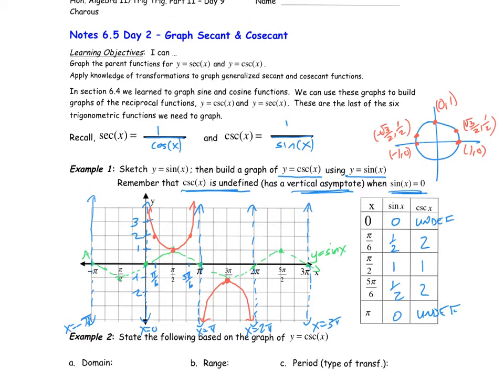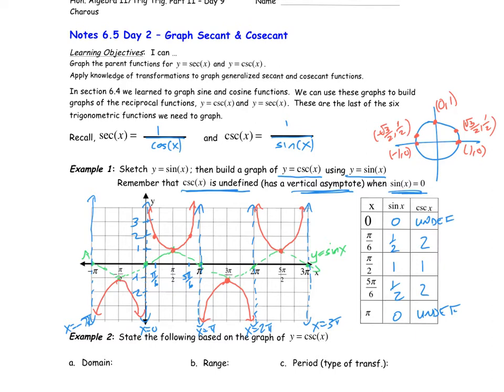If I go into the interval between 2 pi and 3 pi, I have the point 5 pi over 2, 1. And then it's going to be a U-shaped curve going up. And then I can go into the interval between 0 and -pi, and I can graph another branch.